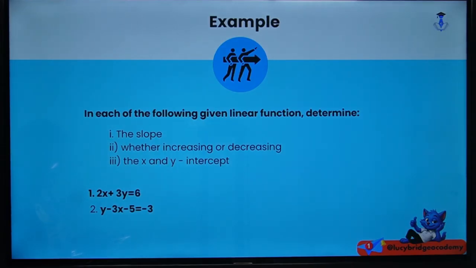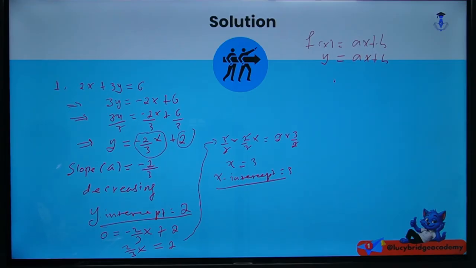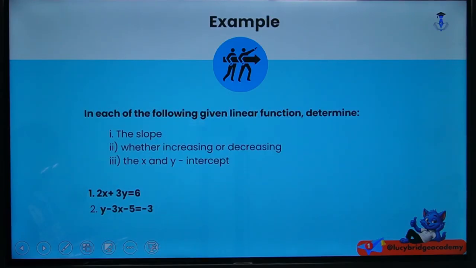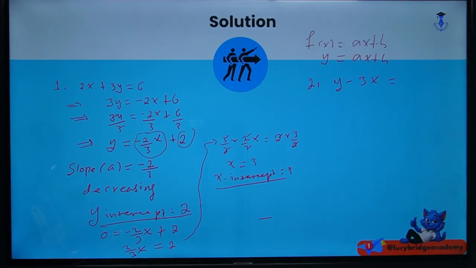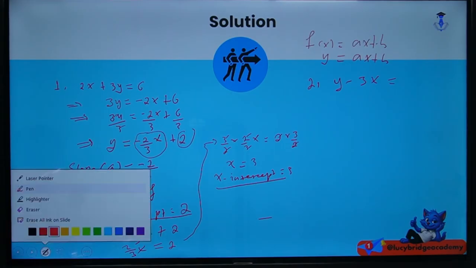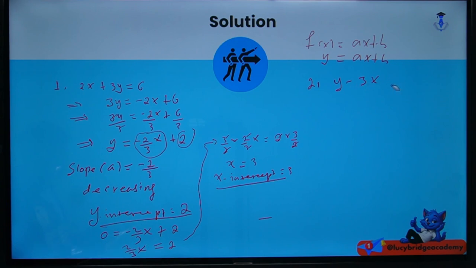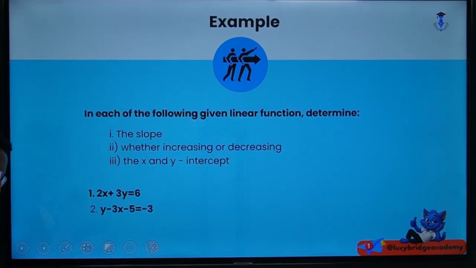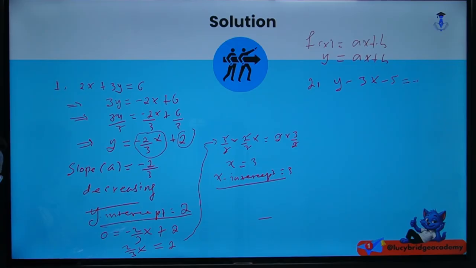y minus 3x minus 5 is equal to minus 3. Now, y is equal to 3x minus 5 plus... y is equal to 3x plus 5 minus 3, so y is equal to 3x plus 2. 5 minus 3 is 2.